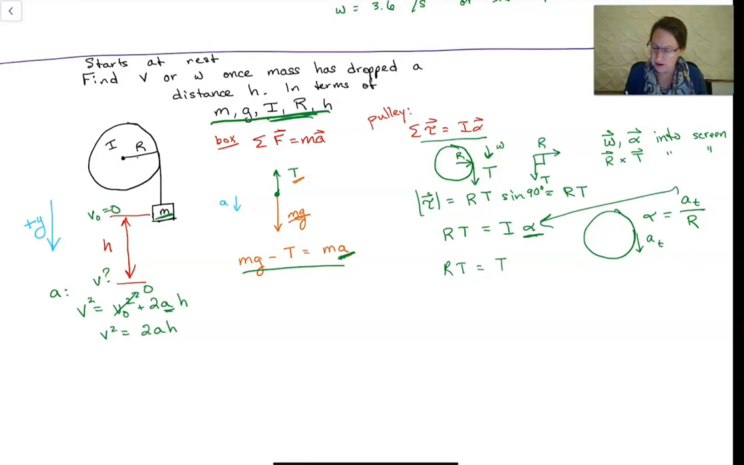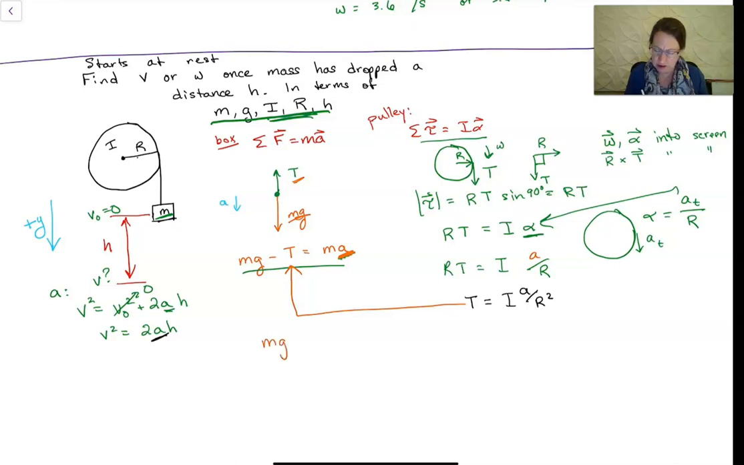R T is equal to I A_T over R, and realize this A_T is really the acceleration of the block. So I can solve for that. Actually, I'm going to want to solve for T because I want to get rid of T here. I want an expression for acceleration, but T is no good to me. So tension is equal to I A over R squared, where this A is basically my tangential acceleration. So I can erase that and put this right in here. Now I can substitute this in, and with a little bit of algebra I've got an expression that allows me to find the acceleration.